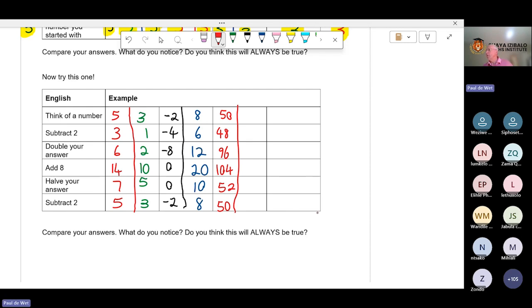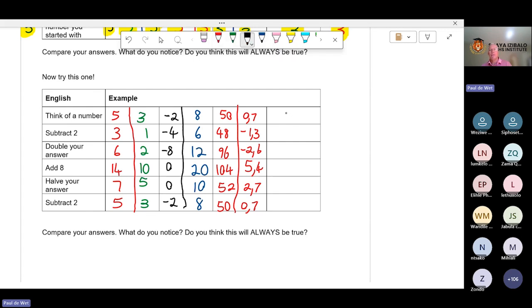Okay, so now someone's asked me to do 0,7. I'll do it. 0,7. Subtract 2, negative 1,3. Double your answer, negative 2,6. Add 8. Okay, it's going to be 5,4. Halve your answer, it's going to be 2,7. Subtract 2, it's going to be 0,7. Okay, now guys, wow, that's a great question. Samkilisiwe, please do n. n is going to be cool because n will show us if it always works.